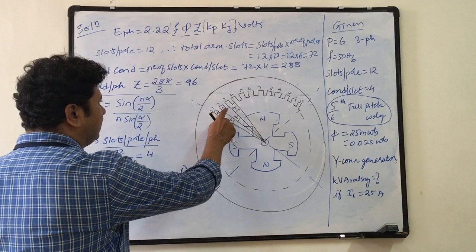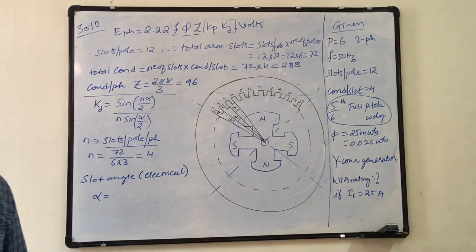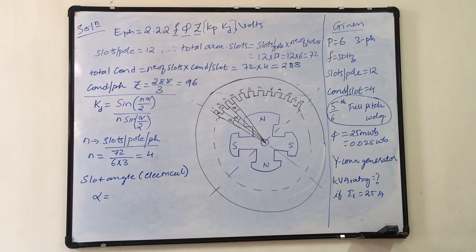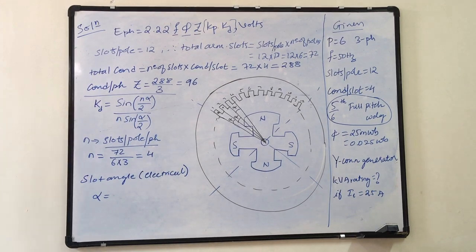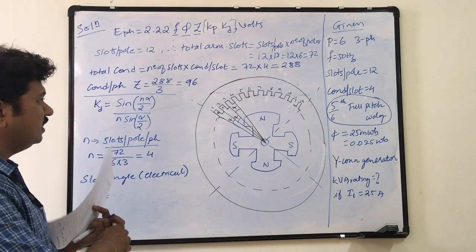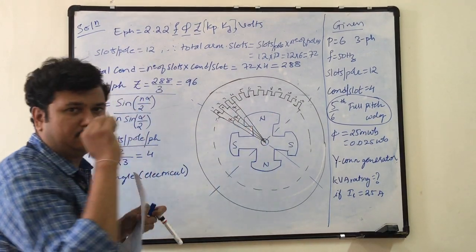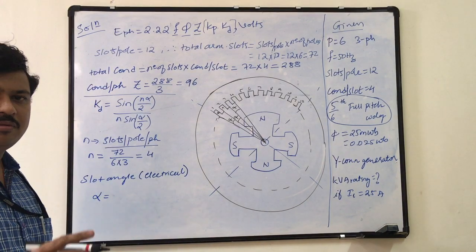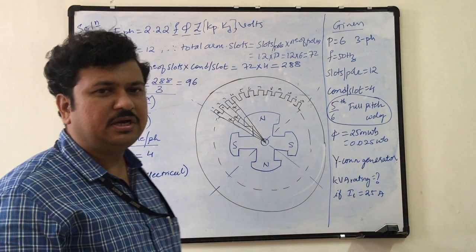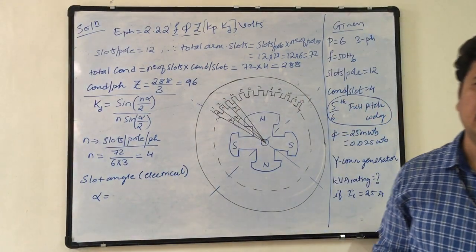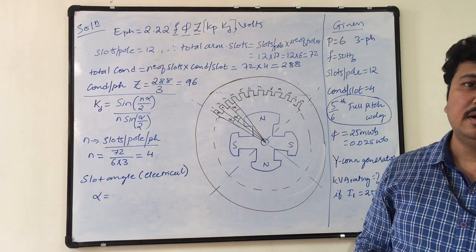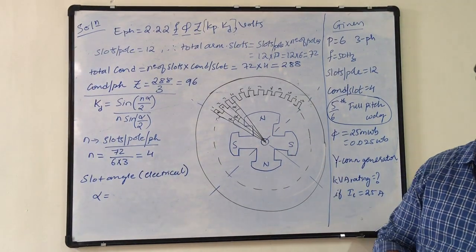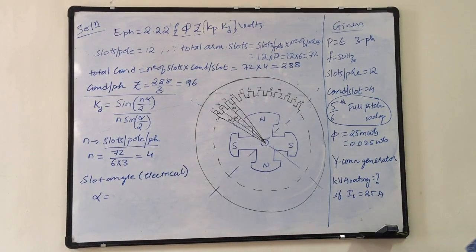So my second conductor will be lagging behind the first conductor EMF by one slot angle. The third conductor will be lagging behind the second conductor EMF by one slot angle and the first conductor EMF by two slot angles, and so on. So what is the total slot angle under one pole? The total slot angle mechanically is 360 divided by number of slots. That will be the mechanical slot angle of the armature.